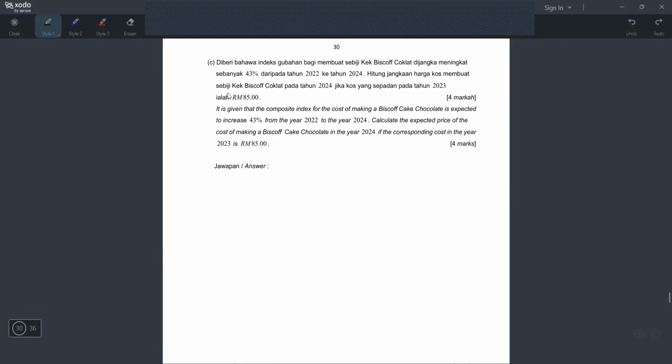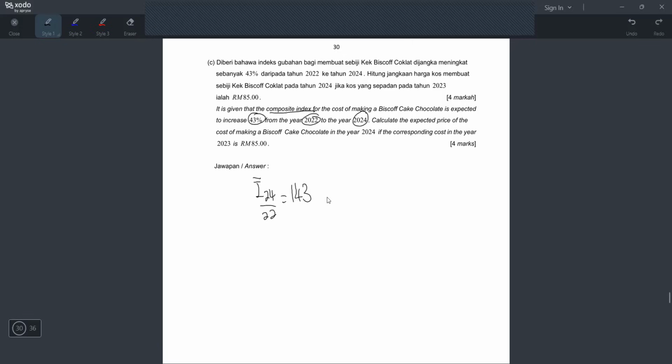Okay, question C, let's go. It is given that the composite index, I dash, for the cost of making Biscoff cake chocolate is expected to increase 43% from the year 2022 to 2024. It means the composite index, I dash, for 24, 22 is increased 43%, means 143. If increase, it means you take 100 plus the percentage. Okay. If decrease, you take 100 minus.